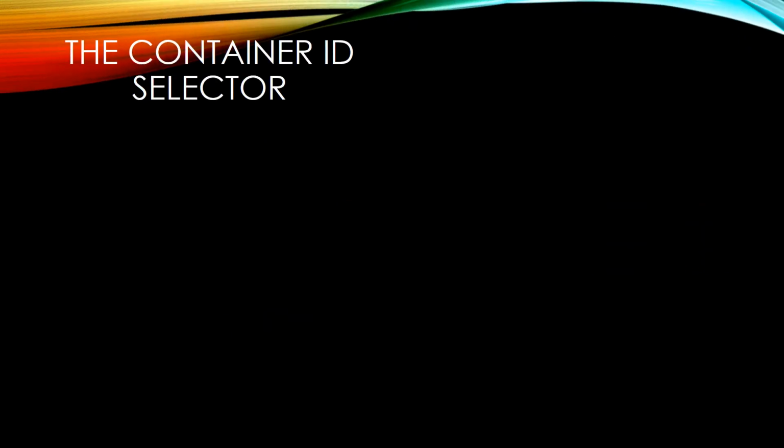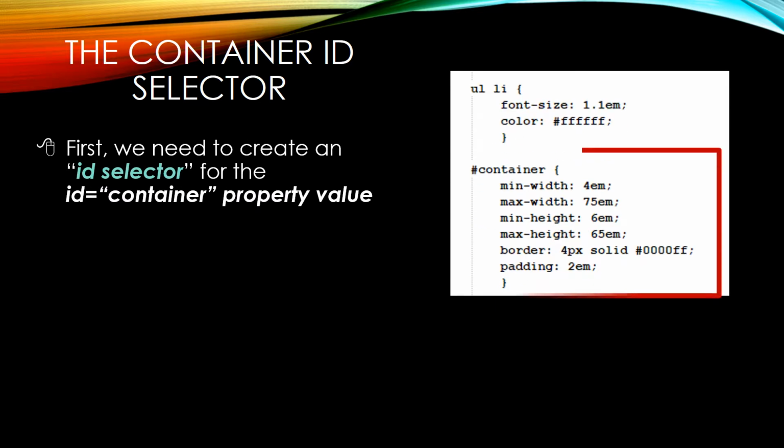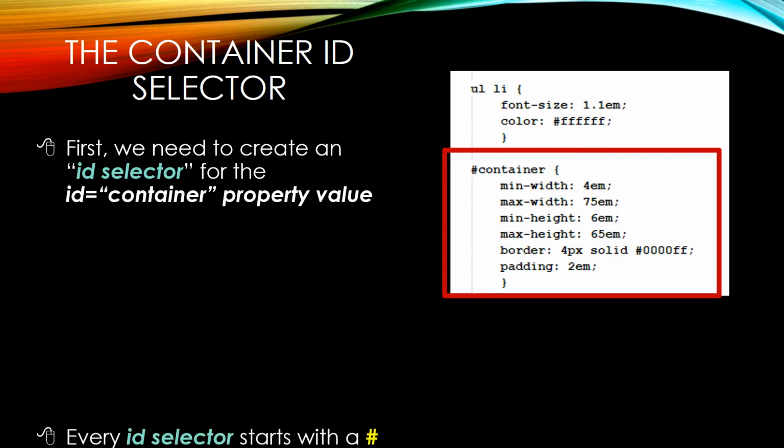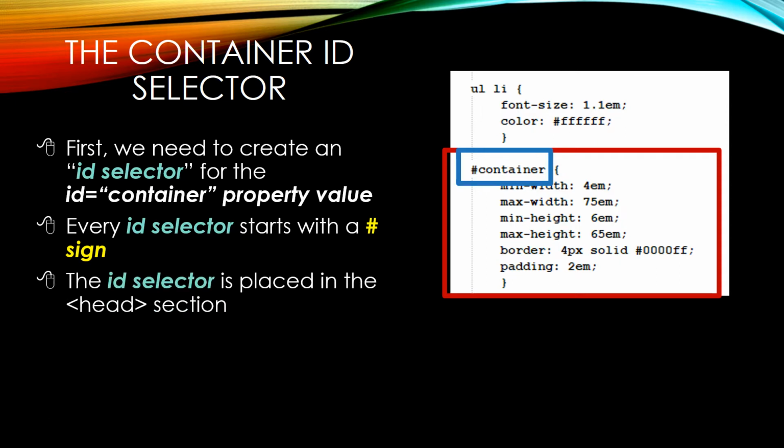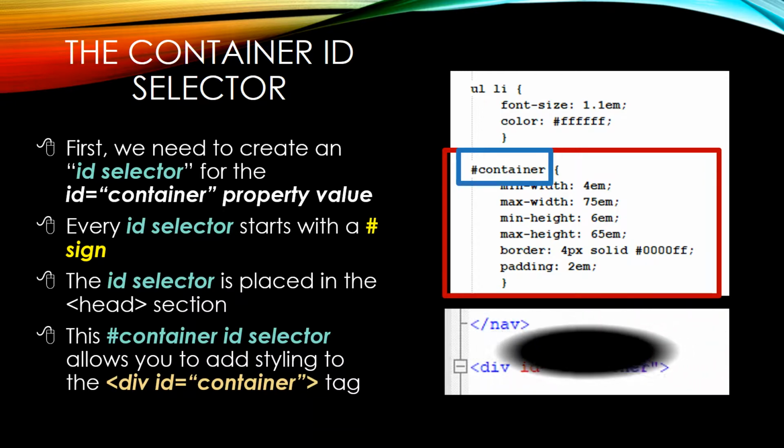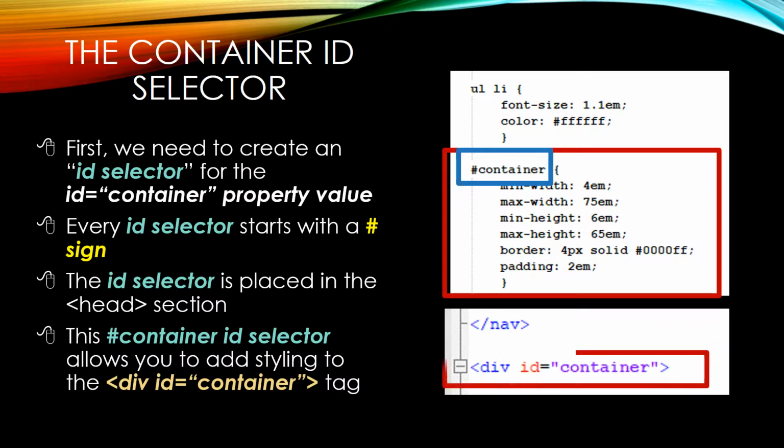The container ID selector. First, we need to create an ID selector that will target the ID container property and value in the body tag. Every ID selector starts with a number sign. The ID selector is placed in the head section. The container ID selector allows you to add styling to your div ID equals container tag found in the body section.